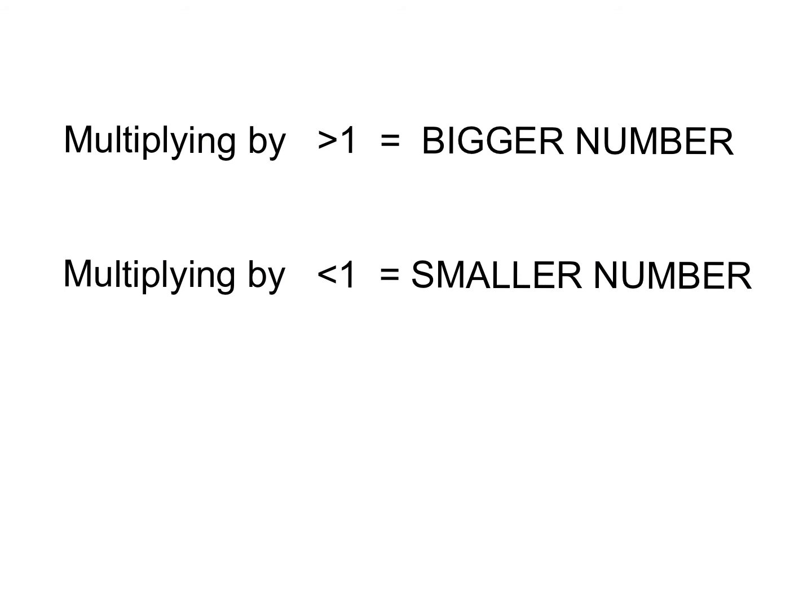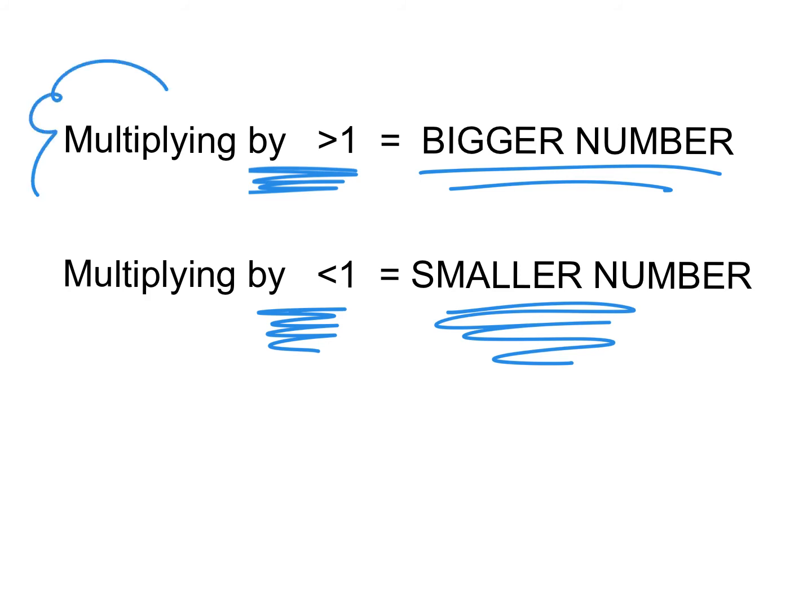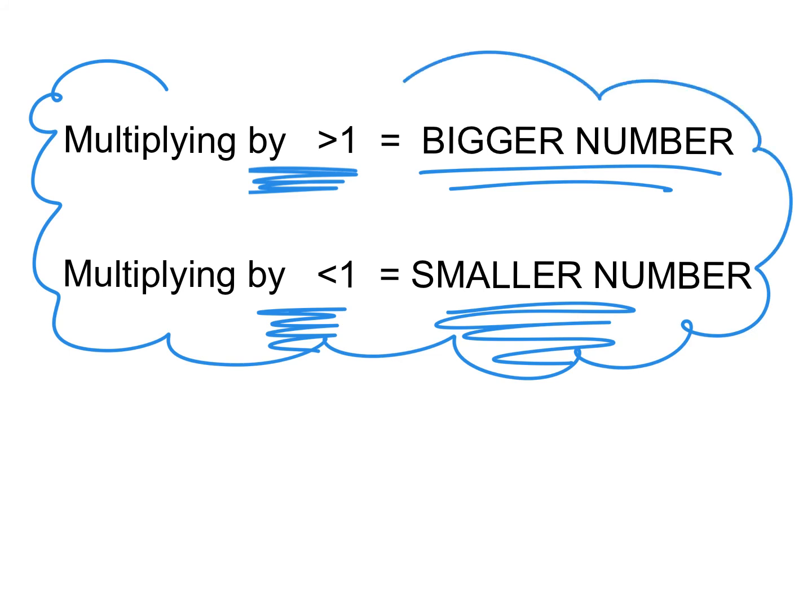This is something I want you to write down in your notebook. So if you are multiplying by a number that is greater than 1, your answer is going to be bigger. If you're multiplying by a number less than 1, your answer or your product is going to be smaller. So write that down and maybe circle it like that in your notebook.